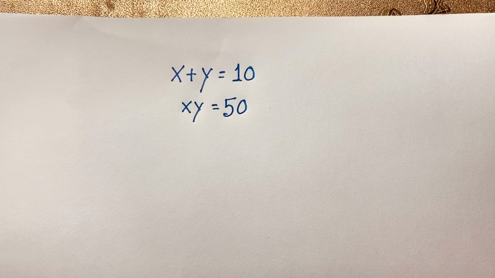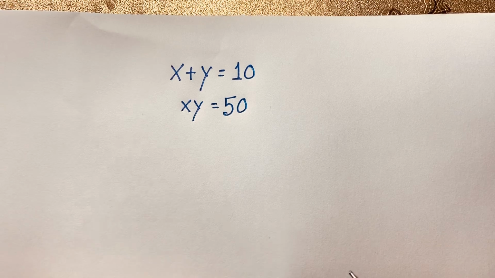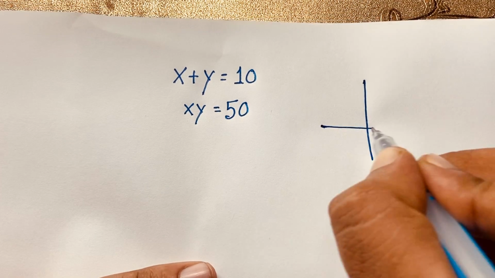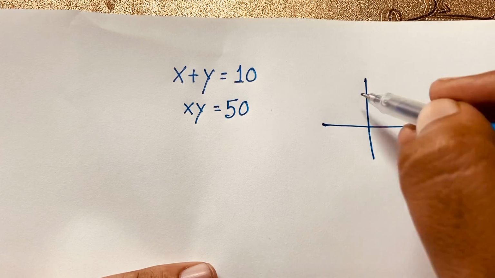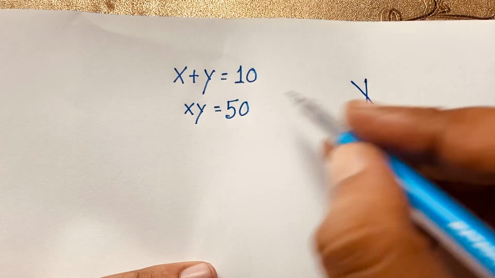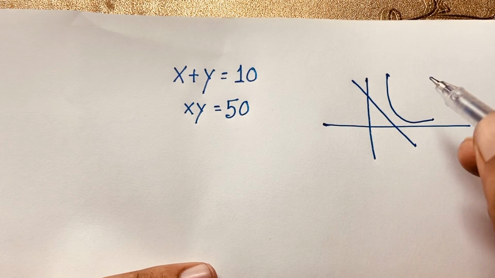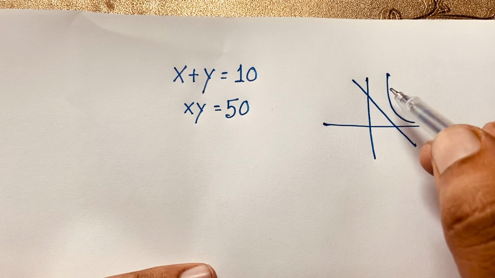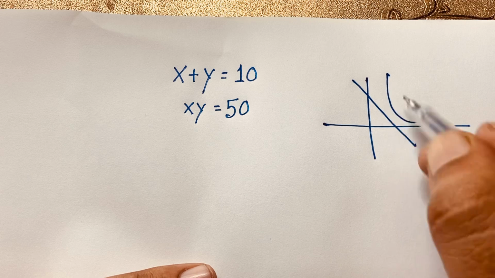Hello everyone. In this video, we'll solve a nice German maths Olympiad question. The question is: x plus y is equal to 10, and xy is equal to 50. We'll find out what the values of x and y are. If I draw it here, x plus y equals 10 will be this, but xy will be this. But at this moment, we'll find out here is an imaginary number, or there is no real solution.